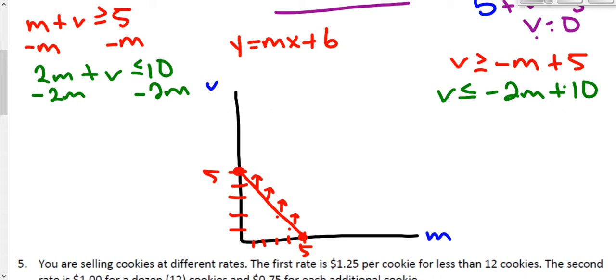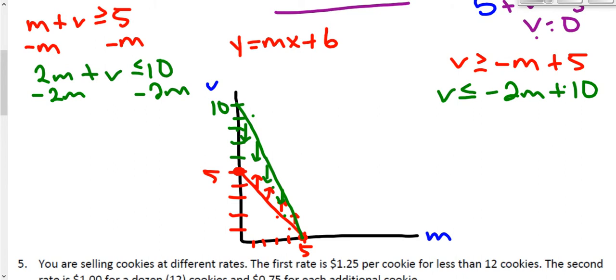Now my next equation in green here has a y-intercept of 10, and it has a slope of negative 2. So it's going to go down 2 every time it goes over 1. Down 2 over 1. So that would be over here. Down 2 over 1, down 2 over 1, down 2 over 1. So it's also going to touch at this point 5, but this one is a less than or equal to, so it's going to be below.